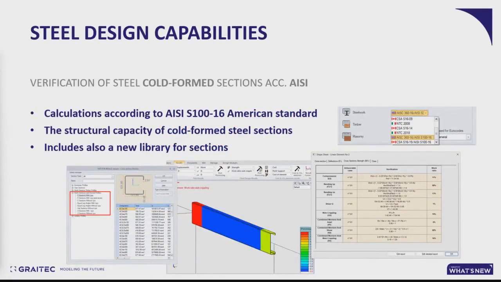For steel design, the first and really big novelty is the possibility to perform the verification of cold-formed steel profiles according to the American standard AISI S100. The calculation covers the structural capacity of cold-formed steel sections. We can calculate cold-formed sections defined as parametric sections, but also sections taken from the libraries.